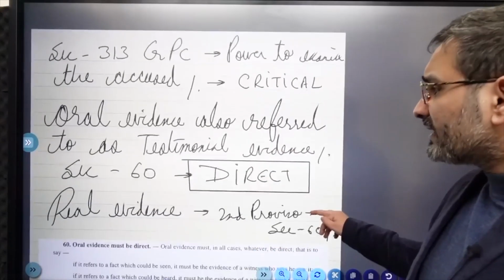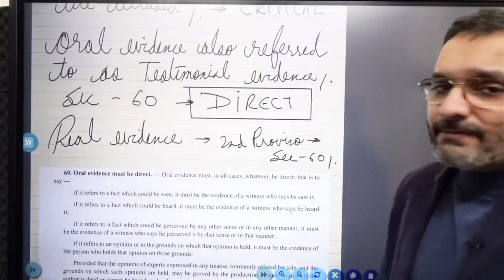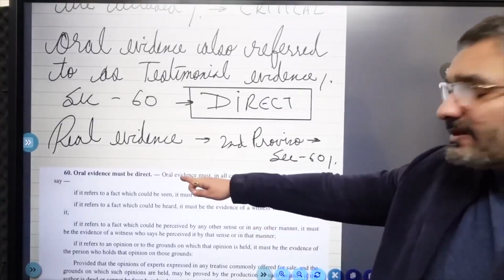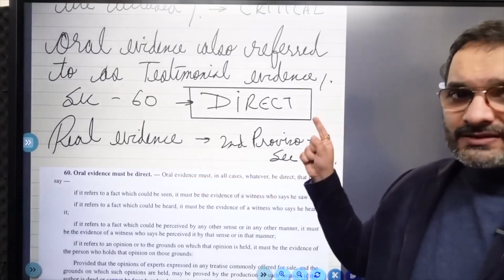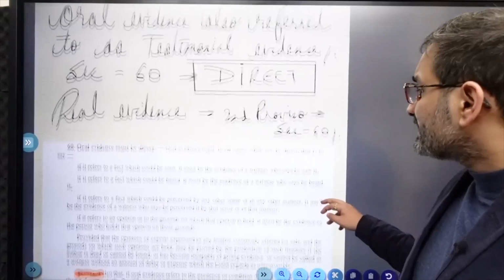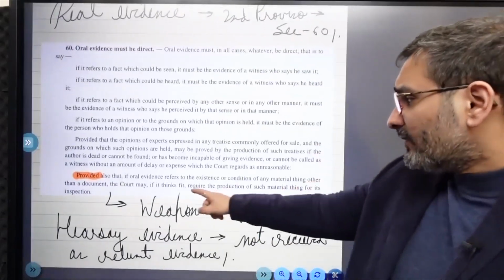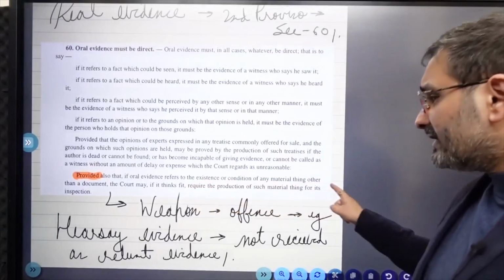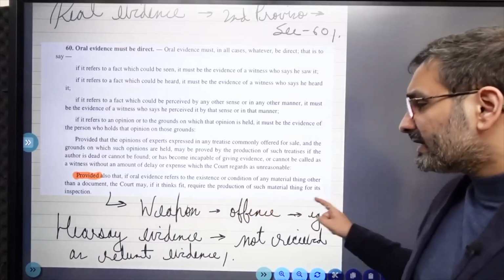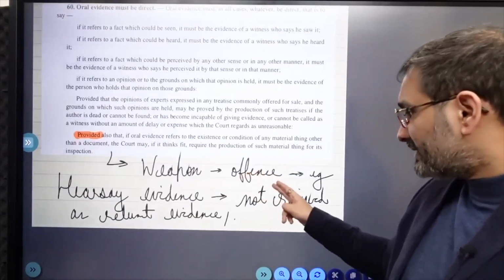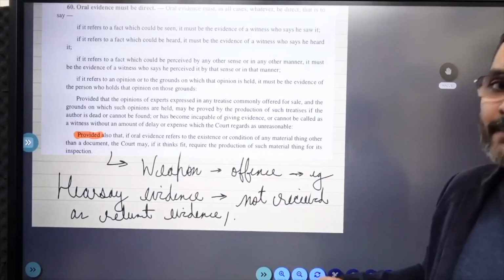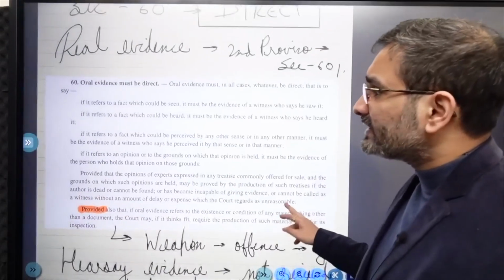So oral evidence, also referred to as testimonial evidence, यहाँ पे आपका section 60 के अंदर the terminology of direct evidence is used. So oral evidence must be direct. So एक और type of evidence ले आए, direct evidence, but main category अभी भी oral या documentary है. So real evidence का second proviso is section 60 में, provided that if oral evidence refers to the existence or condition of any material thing other than a document, the court may require the production of such material thing for its inspection. So weapon is basically in an offense, जो weapon है. Example, hearsay evidence is not received as a relevant evidence. आपने कहीं सुनी जो बात है, that is not received in evidence in court.